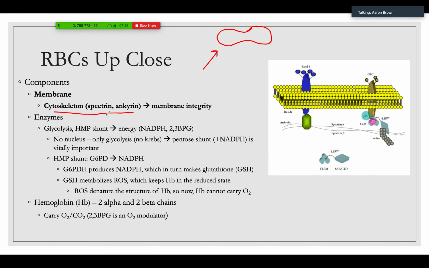Okay, and so you can see spectrin and ankyrin. If we look at our image here, we can see that spectrins are these sort of longitudinal pieces of the cytoskeleton that will run parallel with the membrane, and ankyrin is going to anchor the cytoskeleton to the membrane itself. And so you need all of these proteins in order to have a nice flexible red blood cell membrane.